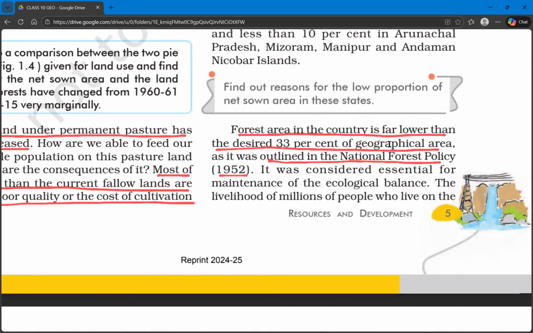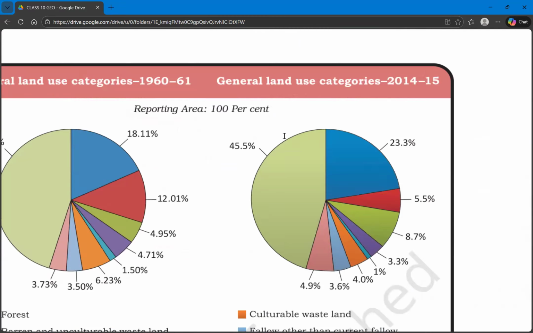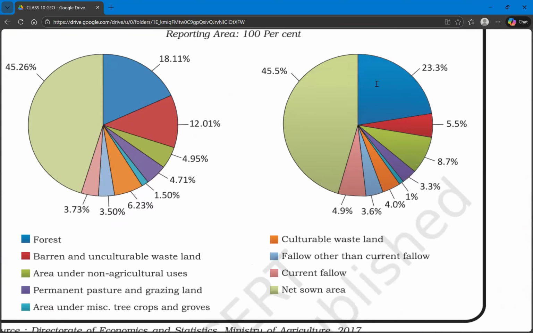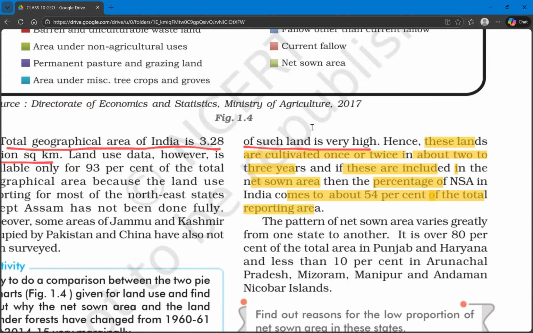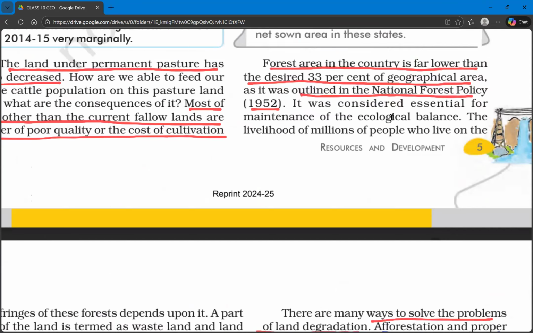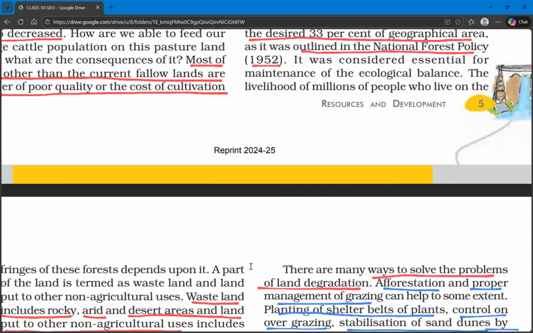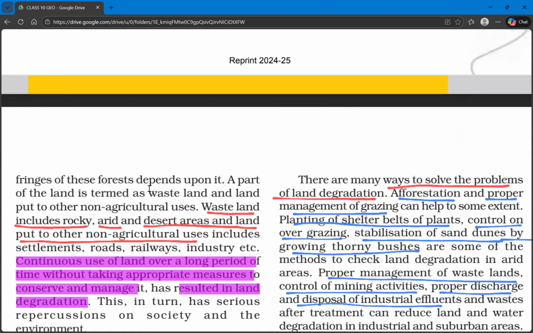Forest area in the country is far lower than the desired 33% of geographical area. According to the National Forest Policy of 1952, 33% was the desired percentage for forest, but currently it is less than that. See, it is only 23.3%. It was considered essential for maintenance of ecological balance. The livelihood of millions of people who live on the fringes of these forests depends on it.